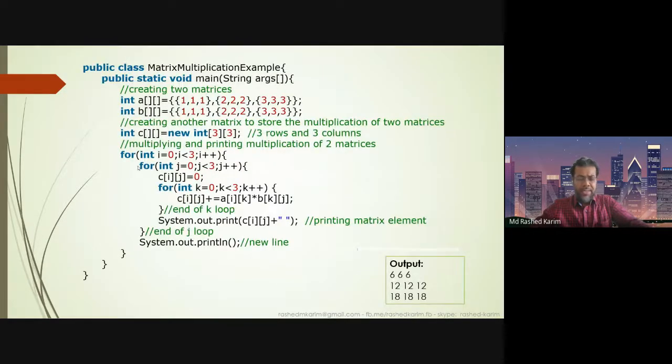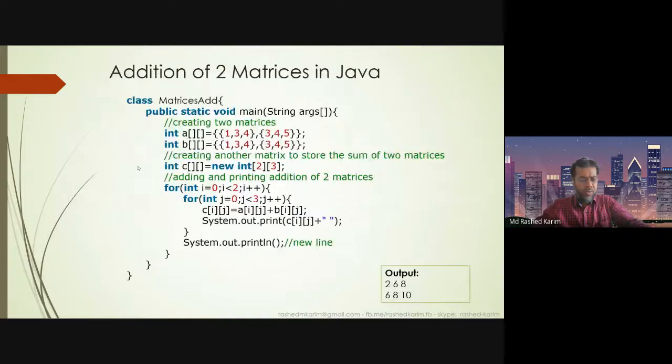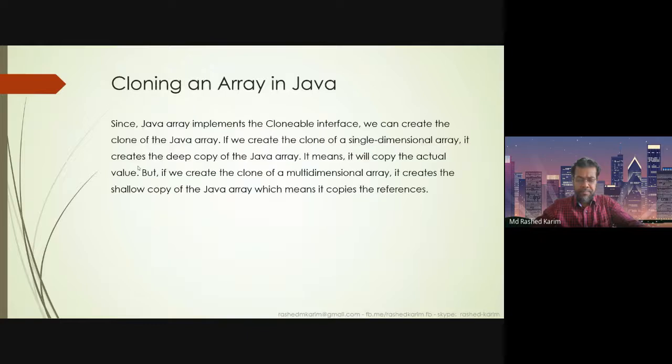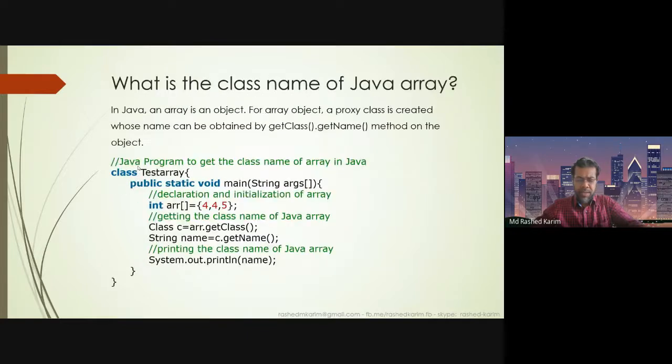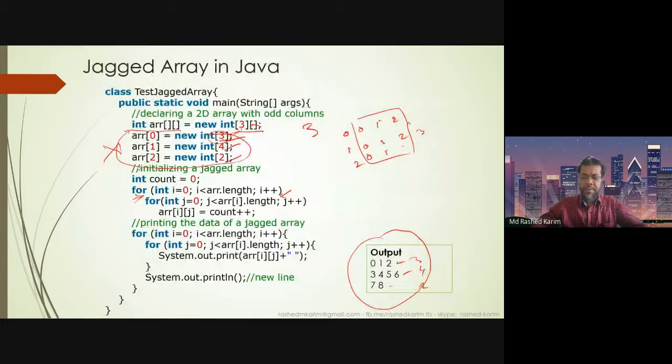Okay, let's do some code for the jagged array, so that whatever I'm telling for the jagged array is clear. Let me start.